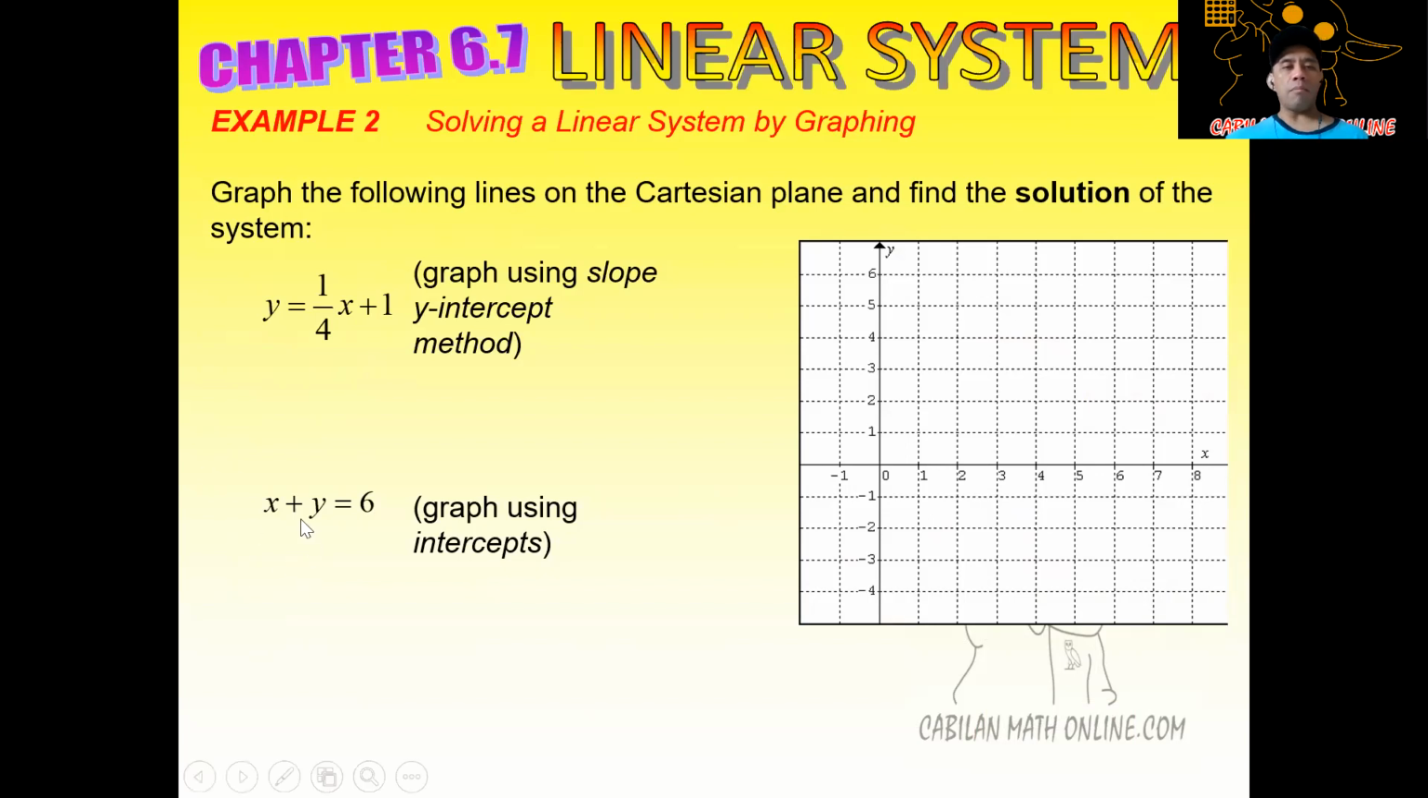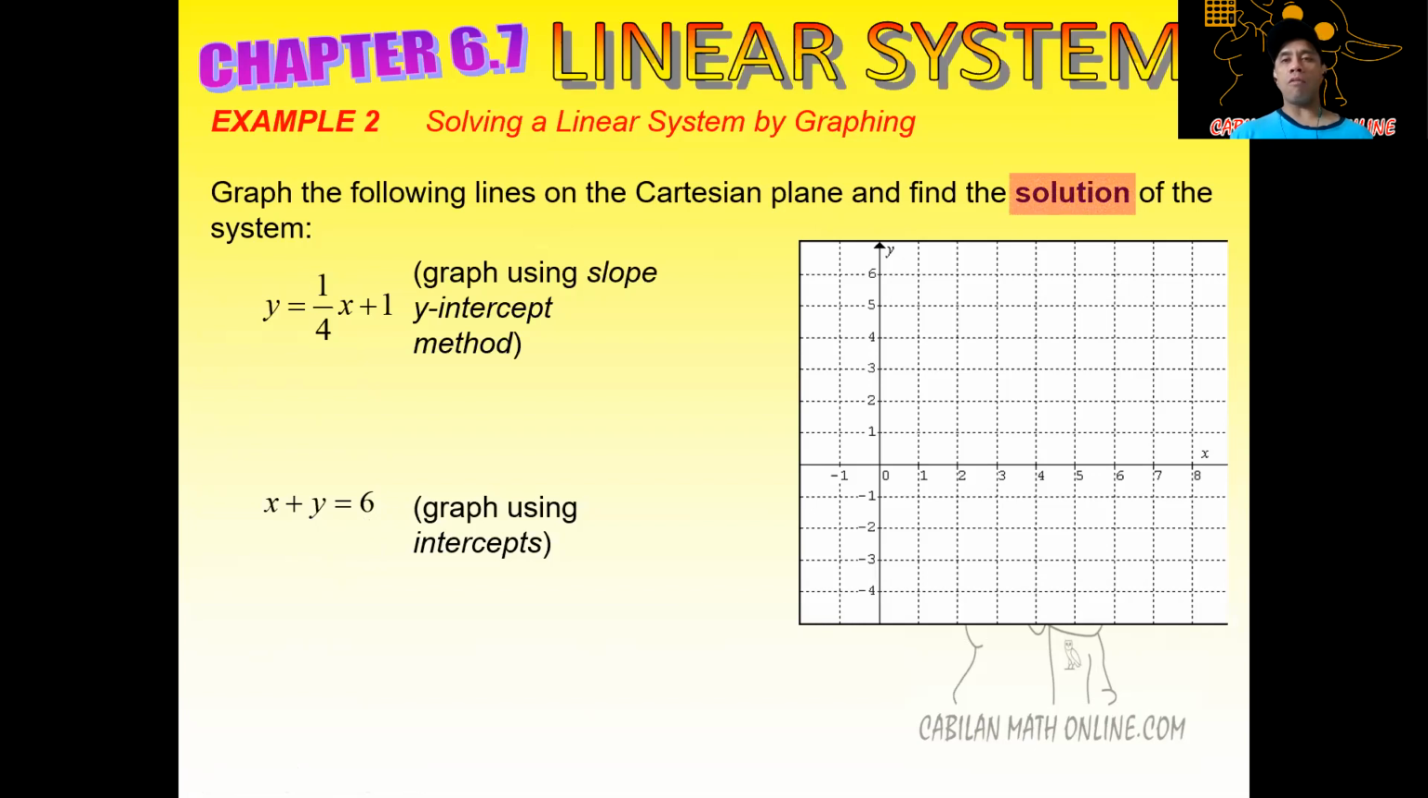Now, in the second equation, notice the x and the y are on the same side and the number is on its own. This is an example of what I call intercept form. When you see the x and the y on the same side and the number on the other side, we're going to graph them using intercepts. We're going to revisit how to solve for that as well. Let's take a look at what we need to do here.